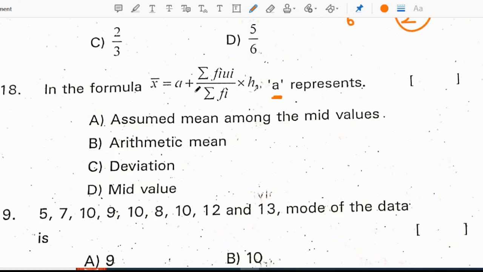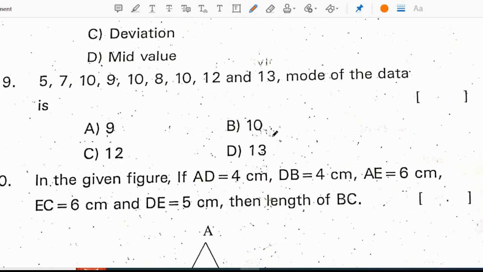18th question, the formula x bar is equal to a plus sigma fi ui by sigma fi into h. A represents assumed mean. Among the given values 5, 7, 10, 9, 10, 8, 10, 12, 13, mode of the given data is. Mode means most repeated value. Here 10 is repeated more times. So mode value is 10.